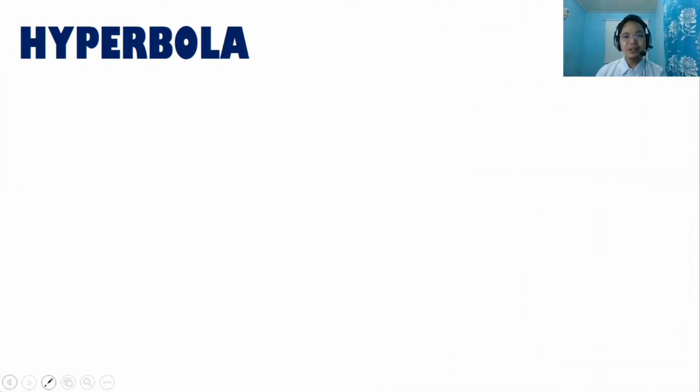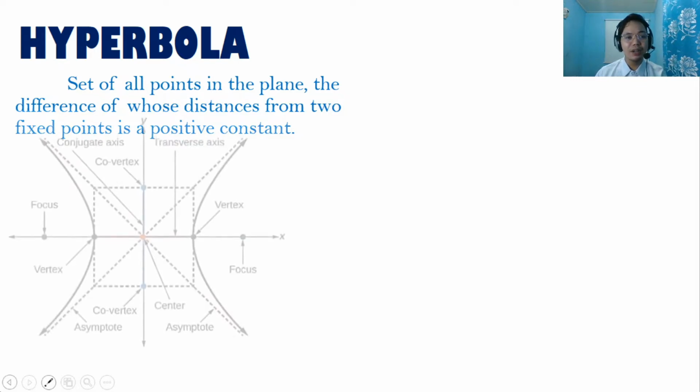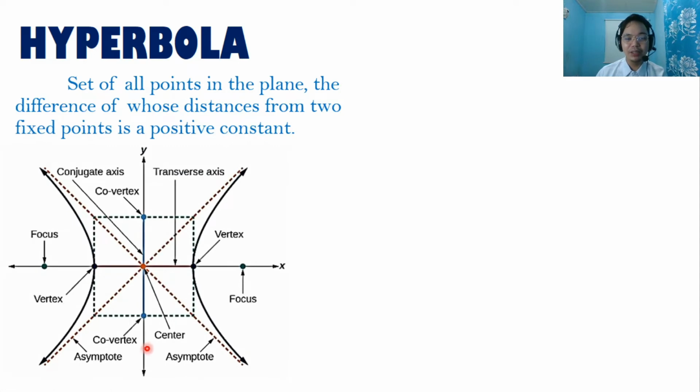In this video, i-discuss naman natin ang hyperbola. Hyperbola is a set of all points in the plane, the difference of whose distances from two fixed points is a positive constant. So this is our hyperbola. This opens to the right and to the left. And the other hyperbola opens upward and downward.